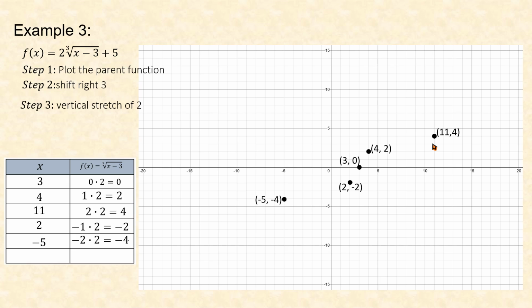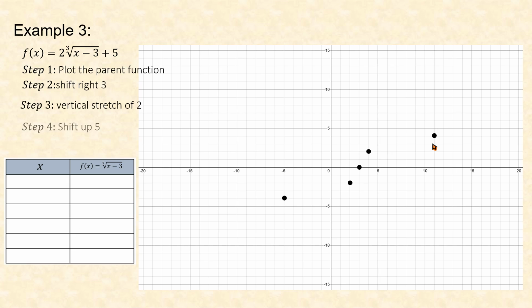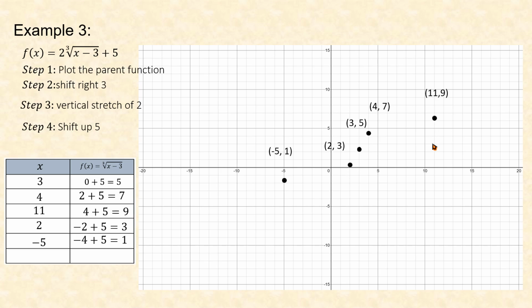And the last thing is I got to do the 5 in the back, right? So step 4, shift 5 up. And that means I add 5 to my y values. The y values get added 5, and x stays the same, of course. So that means that everything moves up 5. There we are. And then you make a sketch.